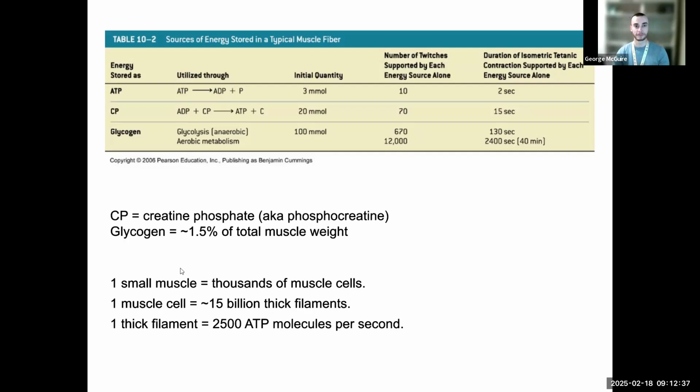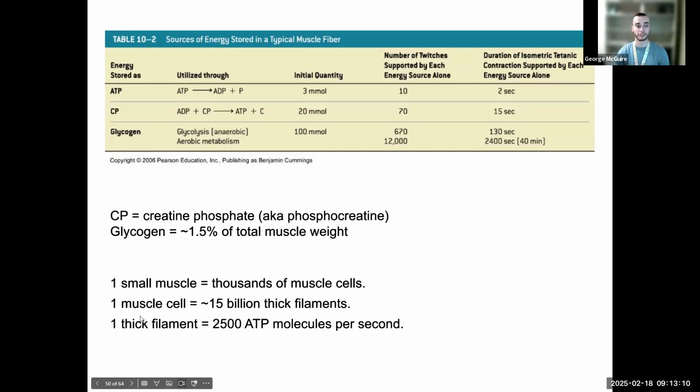One small muscle is composed of thousands of muscle cells. One small muscle organ, like the muscles of your eyes, has thousands of muscle cells in that teeny tiny muscle. Each muscle cell contains on average around 15 billion thick filaments. One thick filament requires 2,500 ATP molecules per second to power those power strokes, release, power stroke. So per second, one thick filament uses 2,500 ATP.